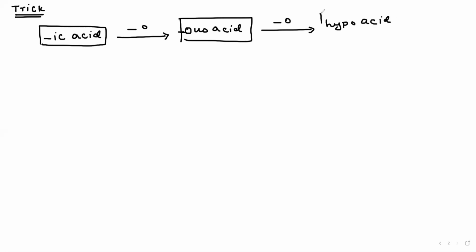I give you the example for these three. Take H3PO4. This is orthophosphoric acid, with phosphorus at +5. Remove oxygen, it becomes H3PO3. Again, remove oxygen, H3PO2. This is hypo. Understand?